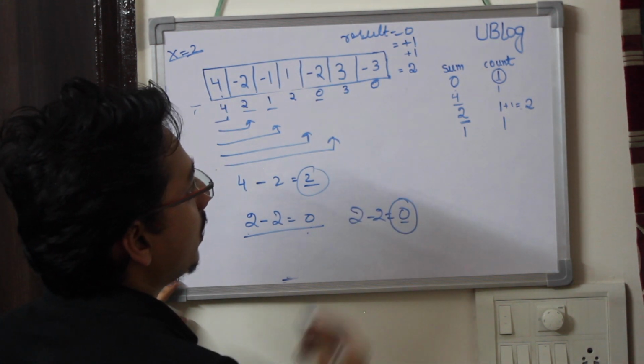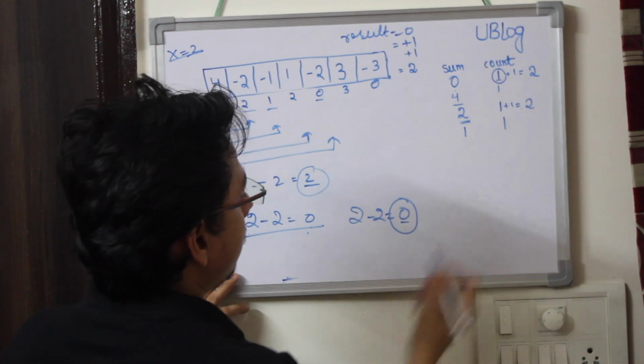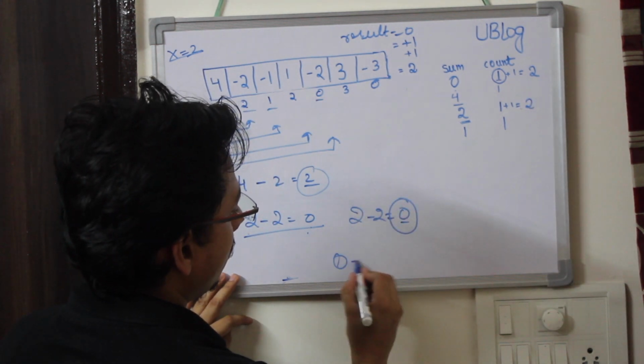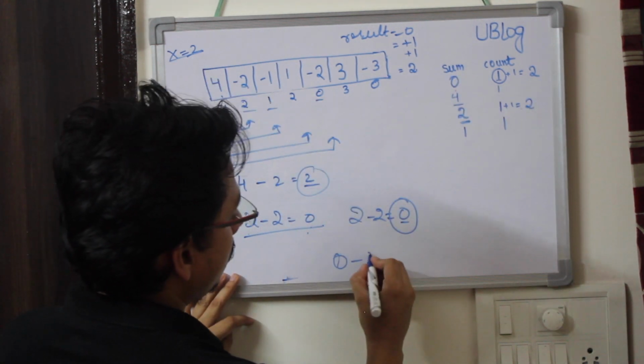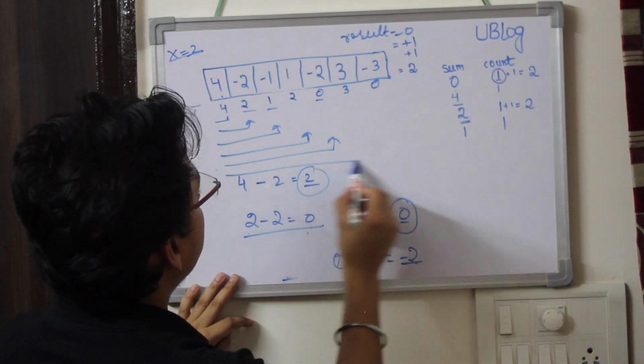Okay, moving on to this index. Now my sum is 0. Have I seen sum 0? Yes. So I'll update this count and then apply the formula again. My current sum is 0, and my x is 2, so 0 minus 2 is minus 2. Do I have minus 2 as a sum? No, I'll move on.